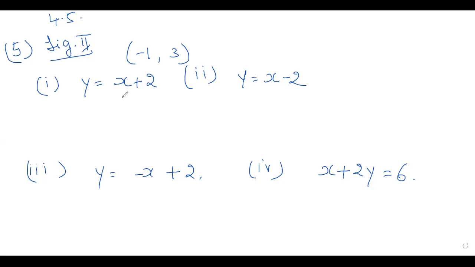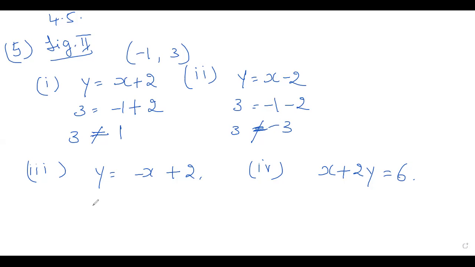Now we are going to substitute in the place of x and y. So y is 3, x is -1 plus 2. That is, 3 equals 1. So these are not satisfying the equation. Now come to the second one. Y is 3, x is -1 minus 2. That is 3 is equal to -3. It is also not satisfying the equation.